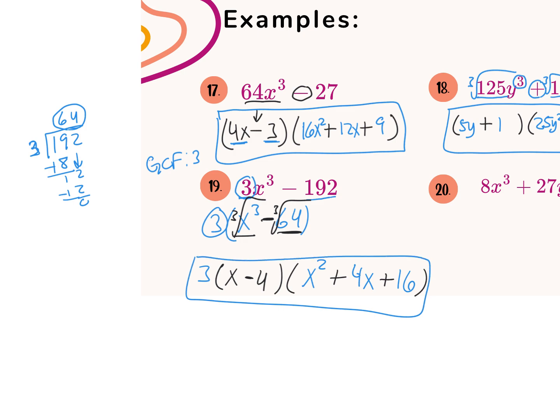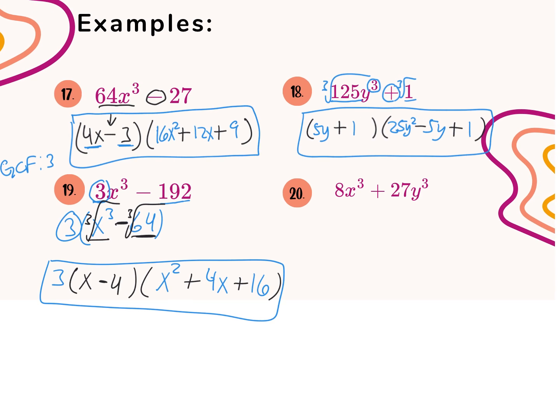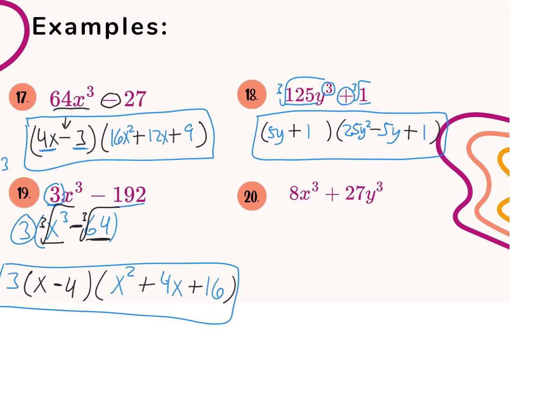So sometimes there is a GCF. If there is, you just take it out and then factor the inside however you can. Now number 20, this one doesn't have a GCF between 8 and 27. So we would just factor it as normal. 8 and 27 are both perfect cubes, and these both have exponents of 3. So this is just going to get us a regular sum of cubes.